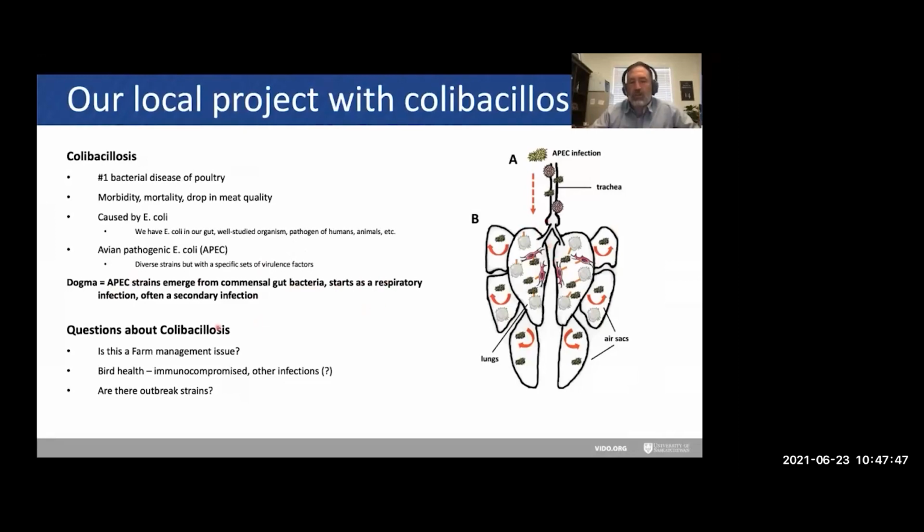So our questions related to colibacillosis are, is this a farm management issue? Is it really just due to bird health? So for example, if the birds become immunocompromised, perhaps through other infections, then the E. coli that's resident in them perhaps are the strains that come and cause disease. And related to that, are there outbreak strains, or is it just specific to each chicken?